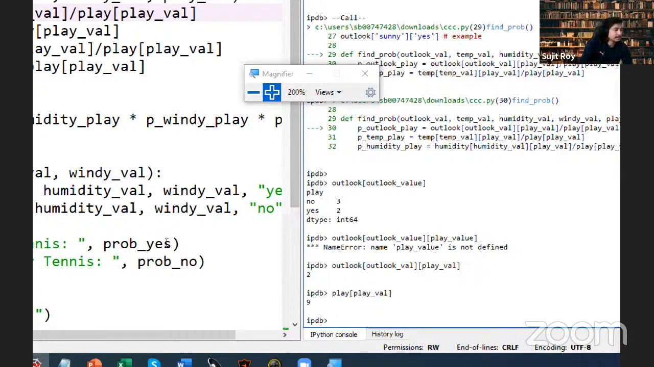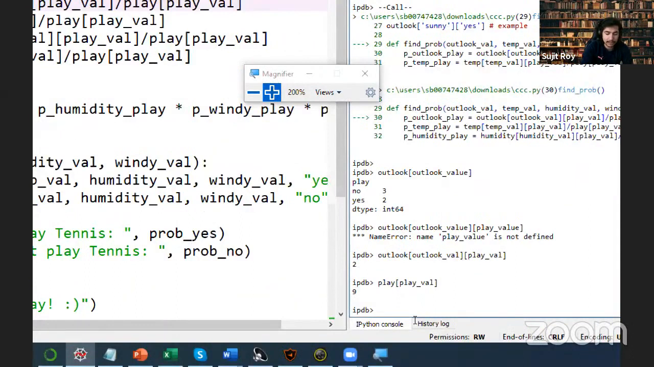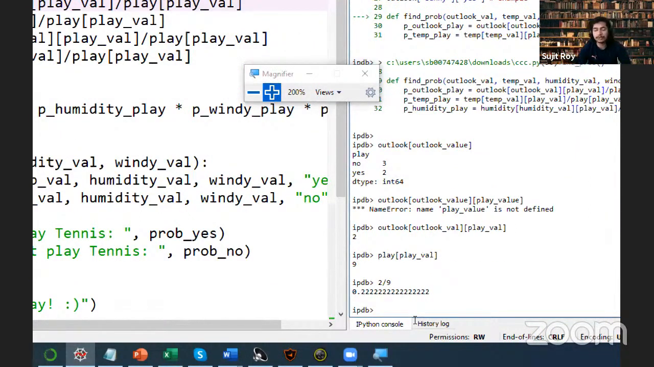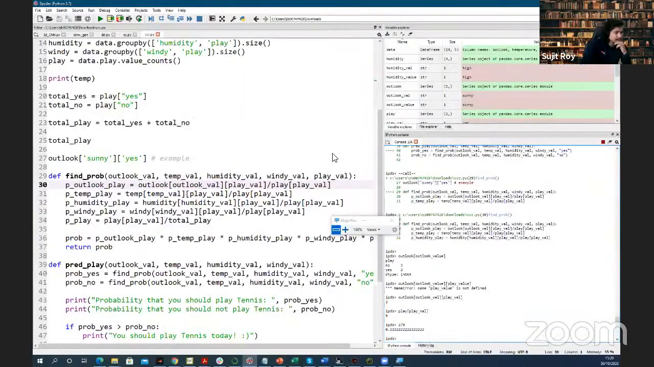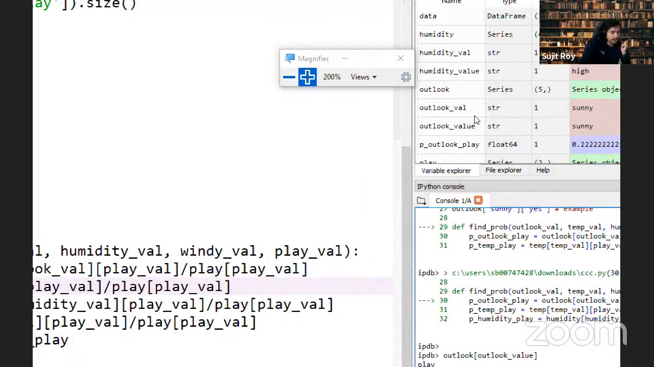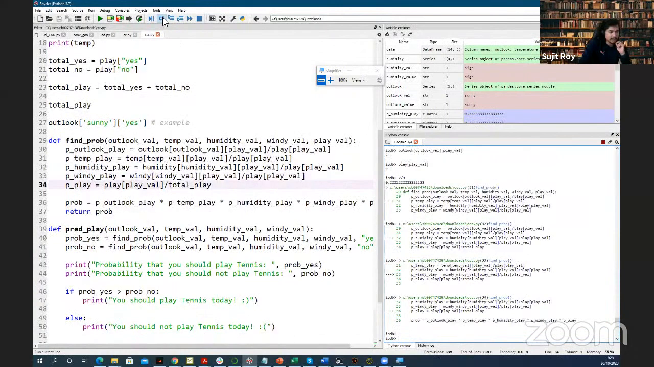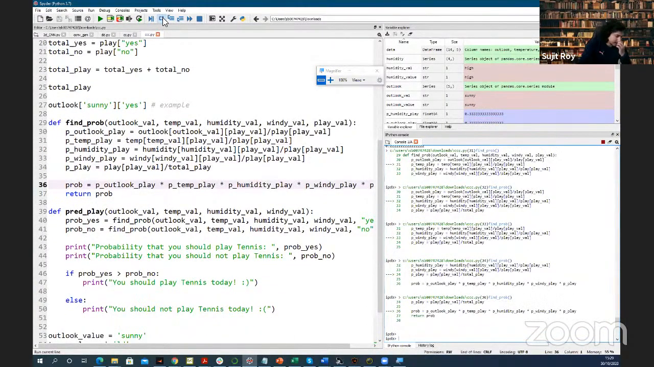Okay. So now the output of this probability should be 2 divided by 9, which will be equal to 0.222, right? So let's see if that's our case here. So we run this line, and we have P outlook play, and if we look here, you see it's 0.222, okay? Now, similarly, you will have temp play, humidity play, windy play, and play. It is the same way as we have calculated. It will be calculated similarly.